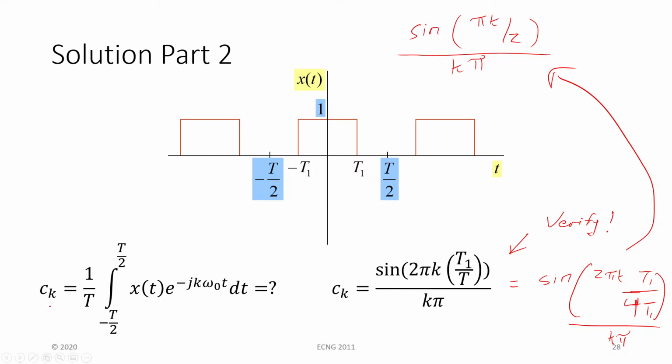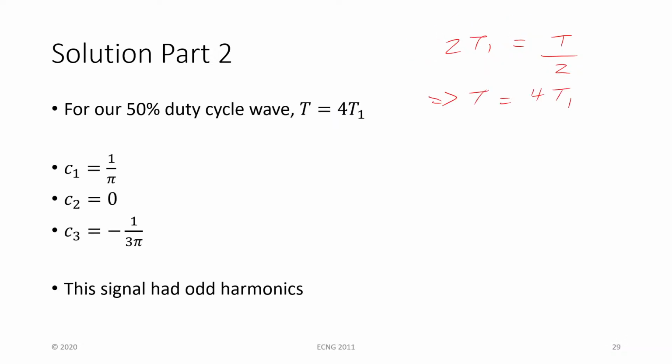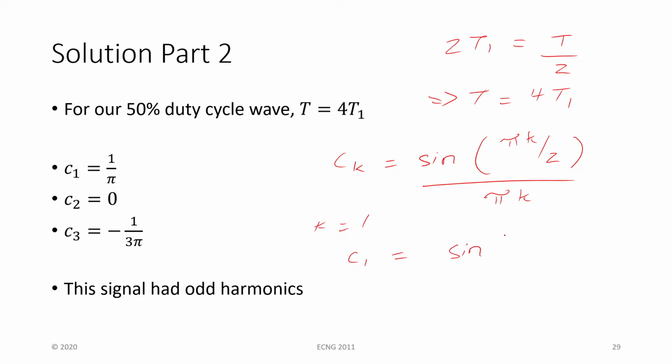I'm going to go to the next slide and I'll show you how this is. So we have our ck equation here is equal to sine of pi k on 2 divided by pi k. And let's say we wanted to solve for c1. So k is equal to 1. c1 is going to be sine of pi on 2 divided by pi. Pi on 2, when you check that back in angles, it's going to be 90 degrees, and sine of 90 degrees is going to be 1. So this will resolve to 1 divided by pi.